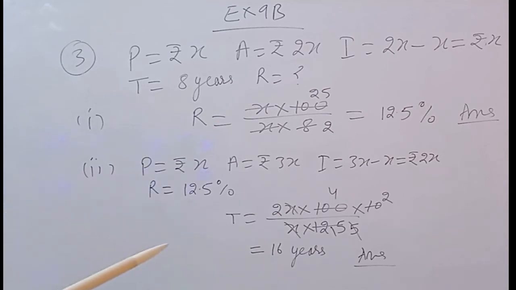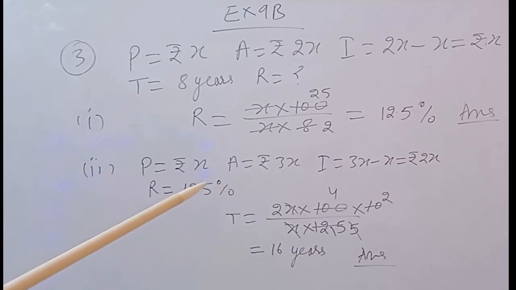x to x cancel. The decimal we just remove, put the 10 in the numerator. So 1200 and 100, we will divide by 25. So 25 5s are 125 and 25 4s are 100. Now 5 2s are 10, and we got 2 into 4 into 2, that is 16 years. So time will be 16 years. So in that manner you can do the first and second part of question number 3.